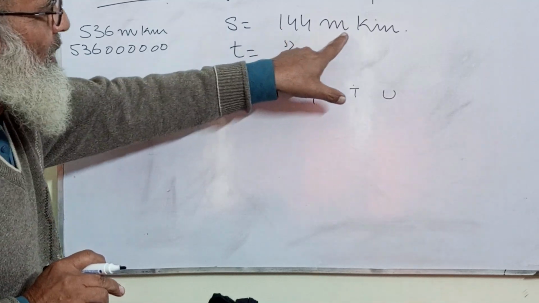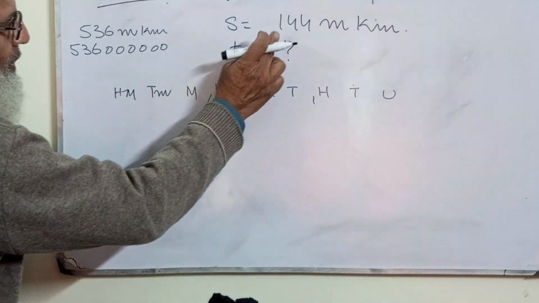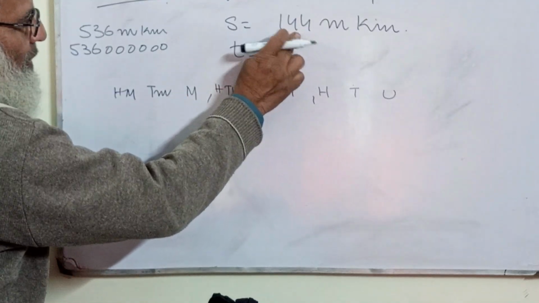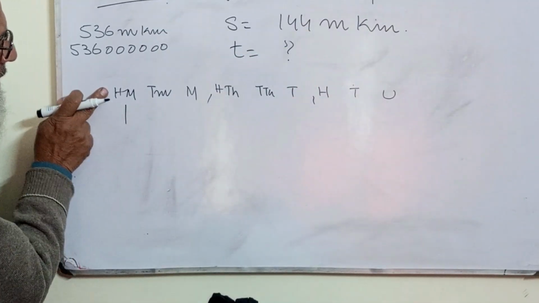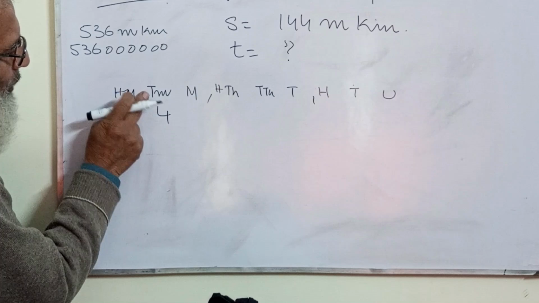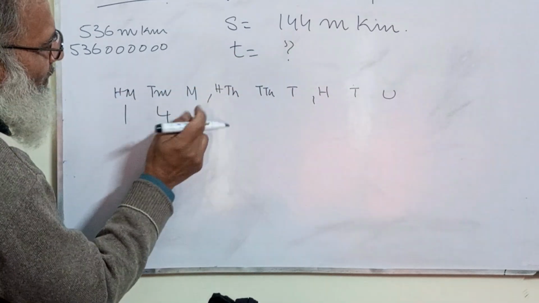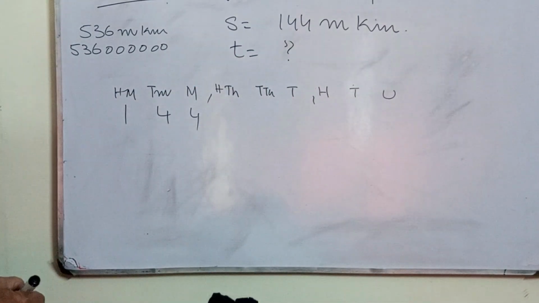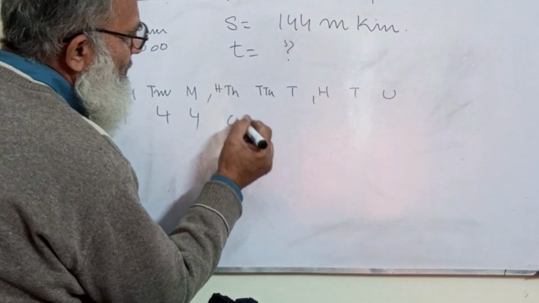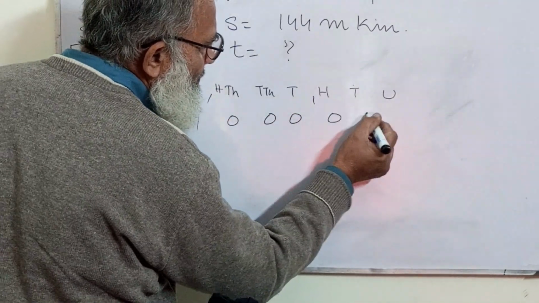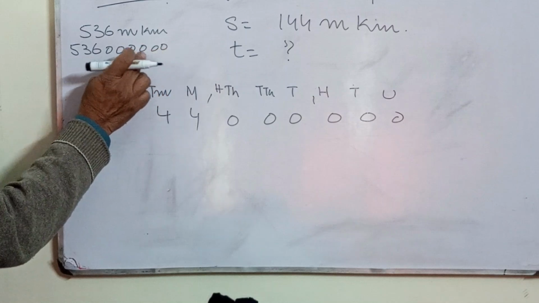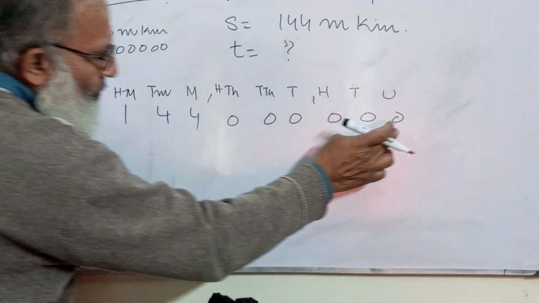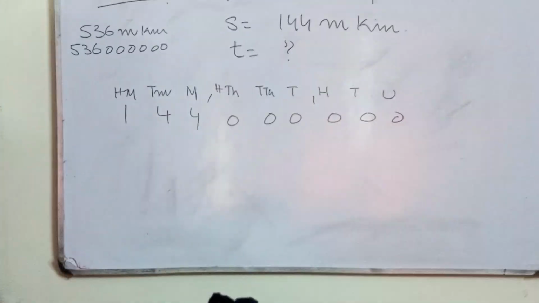So what will be 144? This is 100, this is 10 and this is the unit. The rest are zeros, like here: 1, 2, 3, 4, 5, 6 zeros.